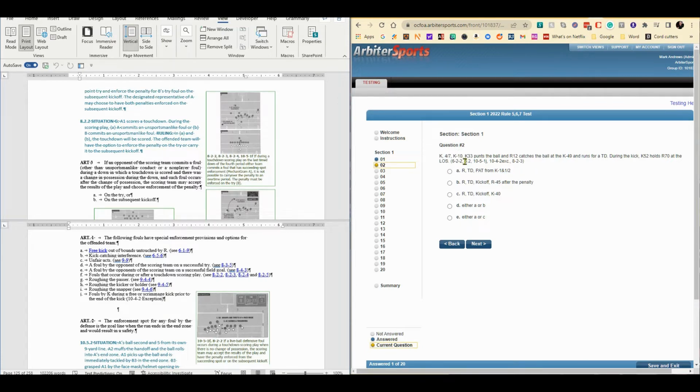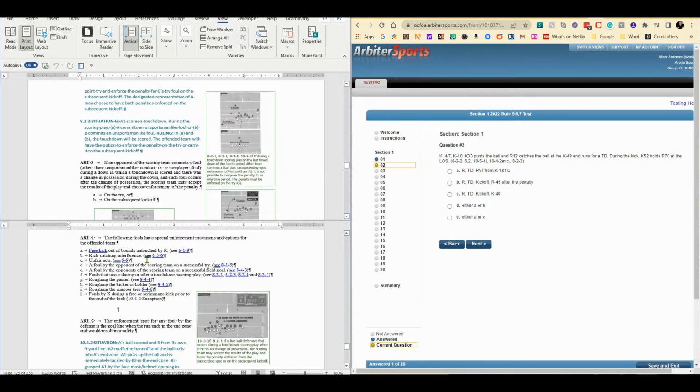This casebook study actually answers the question, so I'm not going to show it to you. Let's look at 823 first. 823 is the rule that says if an opponent of the scoring team commits a foul other than unsportsmanlike or non-player during a down in which a touchdown is scored, and there was a change of possession during the down, which we have, right? And such foul occurs after the change of possession, the scoring team may accept the results of the play and choose enforcement of the penalty on the try or subsequent kickoff. So this occurred before the change of possession, so we don't get that.